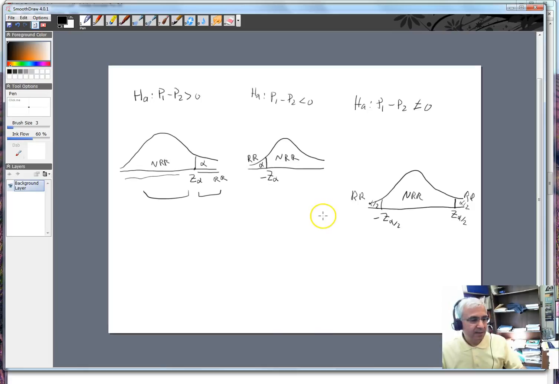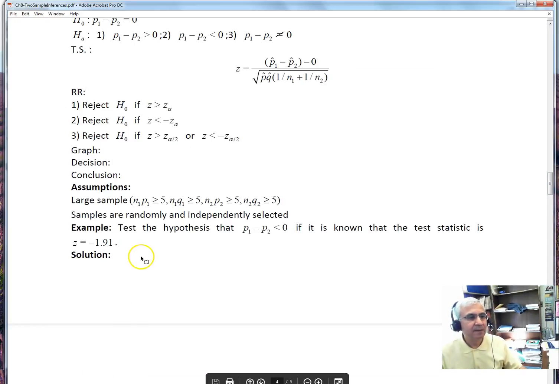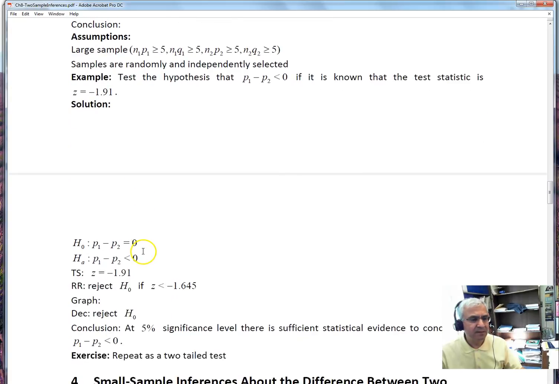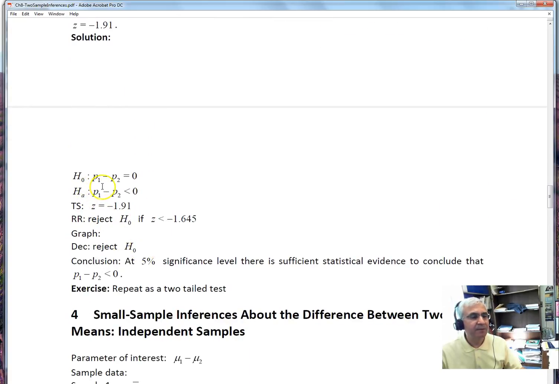Okay, so if I go back to my example, suppose now I want to test the hypothesis that P1 minus P2 is less than 0. That is, the first population has a smaller probability of success than the second one. And I already know that Z is negative 1.91. So how would I solve that? I will set up this problem. The null is P1 minus P2 equals 0. The alternative is P1 minus P2 is less than 0.